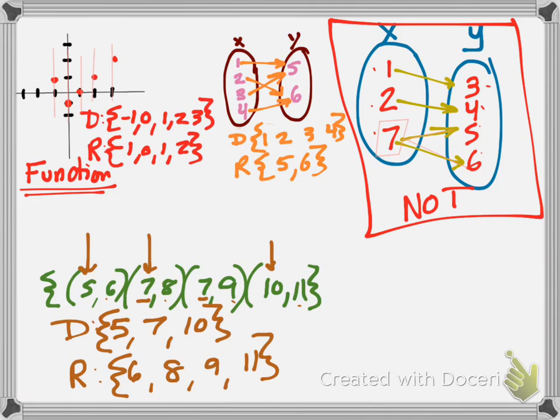Is that a function? Well, 7 is either 8 or it's 9. So if you can't tell me one number, when I say 7, what is the output, you can't tell me what number, it's 8 or 9, it's not a function. And that's it.